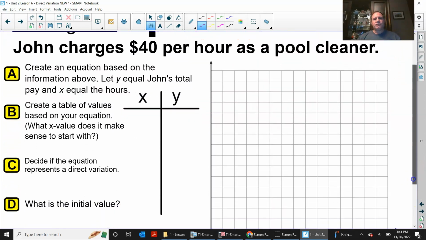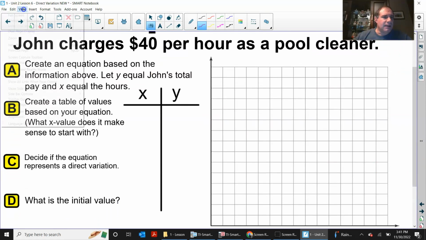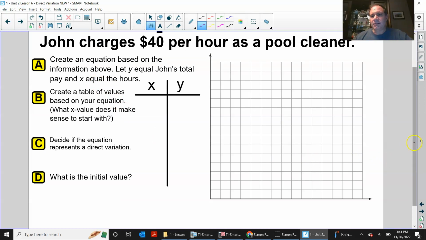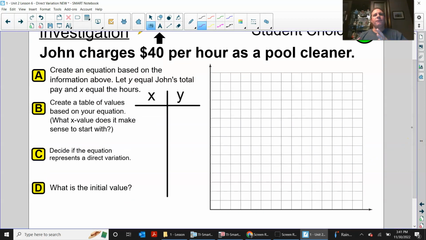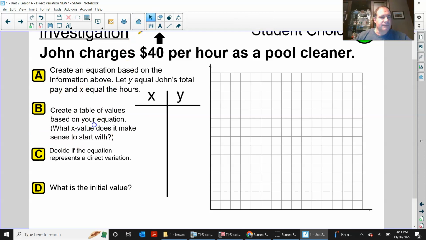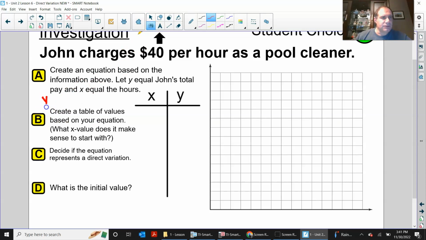All right, so we're going to start graphing here just a little bit. We have John charges $40 per hour as a pool cleaner. Create an equation based on the information above and let y equal John's total pay. All right, so we're going to put that equation down here. I didn't leave any room up here. We're just going to put y equals.